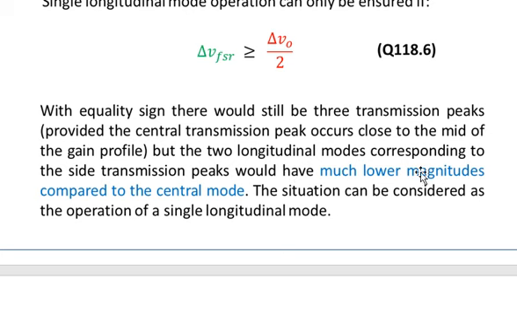But the two longitudinal modes corresponding to the side transmission peaks would have much lower magnitudes compared to the central mode. The situation can be considered as the operation of a single longitudinal mode effectively.